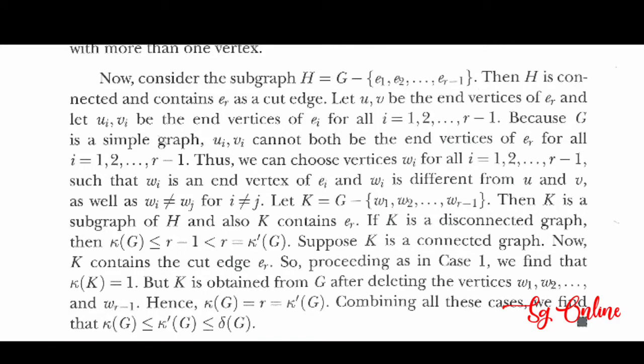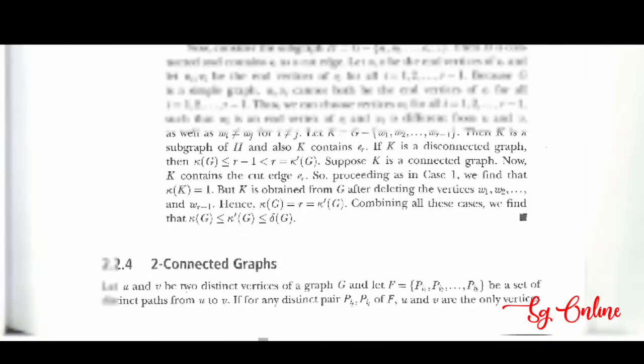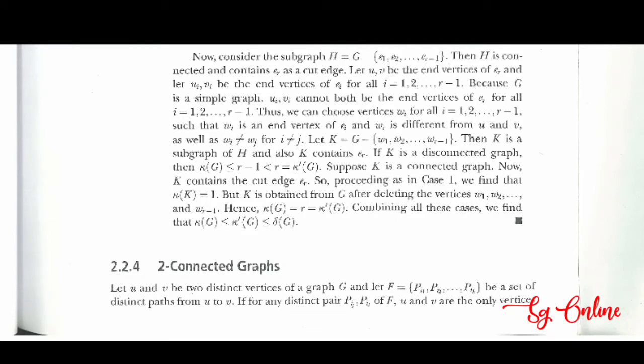And the other case is that if the graph is connected, then we have that E_r is the cut edge, because the last edge that we have deleted is the one we have to delete to make the graph disconnected. So if K is a connected graph, then K has a cut edge E_r. And so as in the previous case, we can get that it has a cut vertex also, and so the vertex connectivity is here also r, the same as the edge connectivity. So this gives a very beautiful result, that connects the ordering of kappa(G), kappa dash (G), and delta.